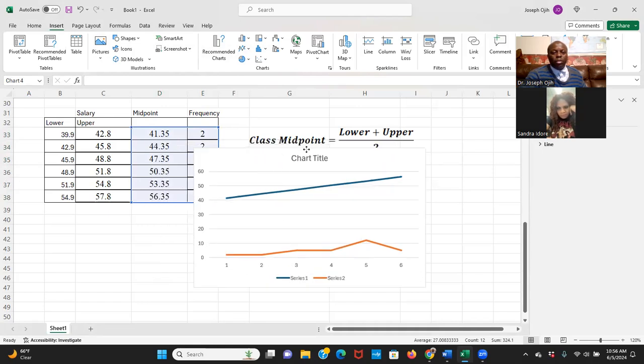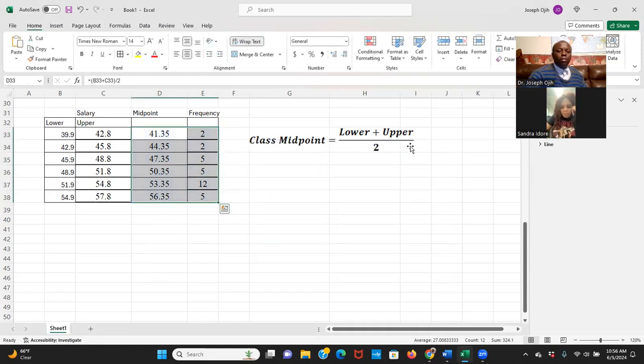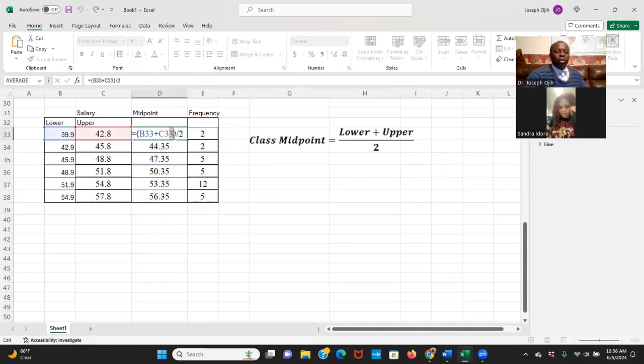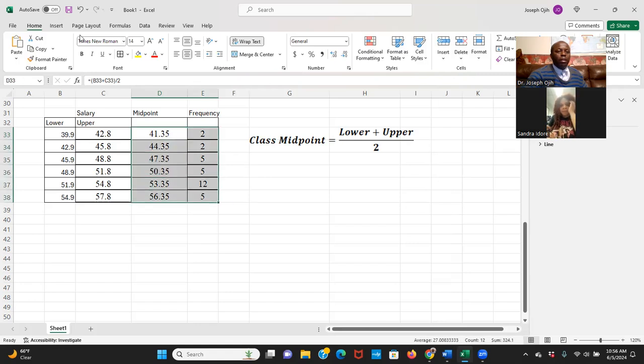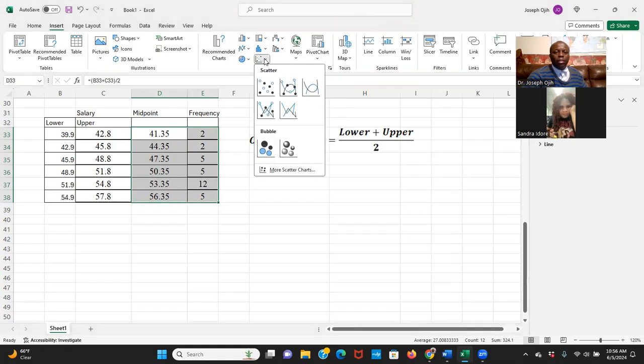See, look at what we have. We should have our midpoints here. These are the numbers we're supposed to have, but it's giving me numbers 1, 2, 3. So that means this will not work. So I'm going to remove it and try a different one. Highlight it again, start from the first one. Sorry, start from this one and highlight it again. Insert. Let me try a different graph. I'm going to try this one. Click on this.